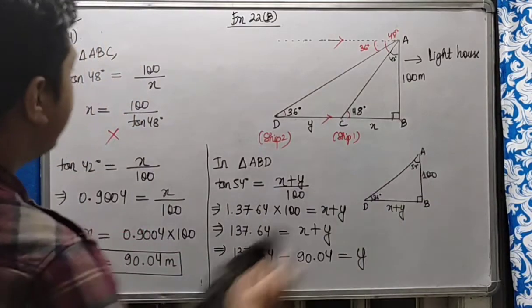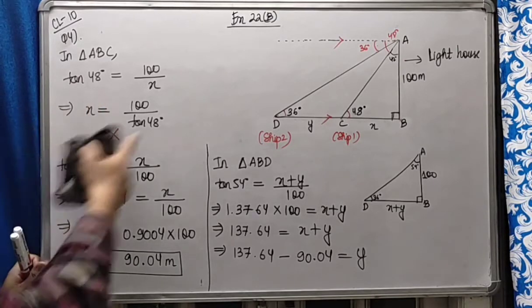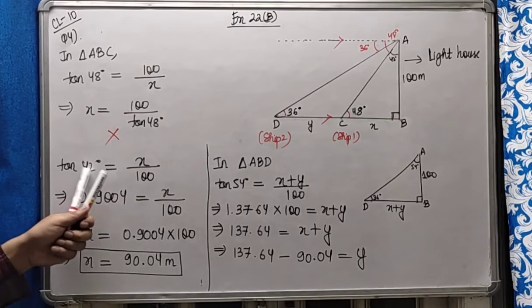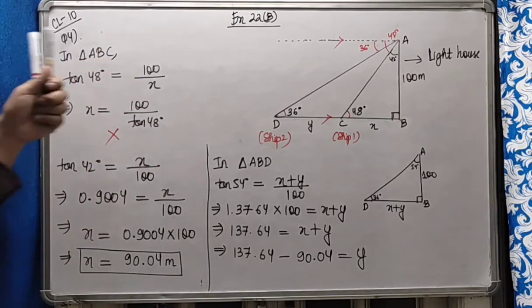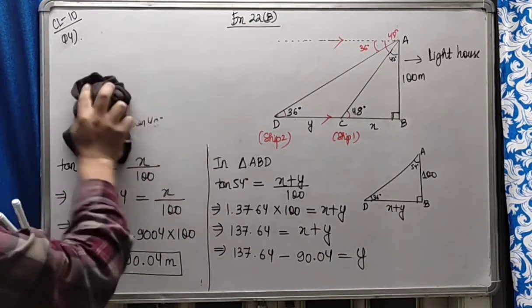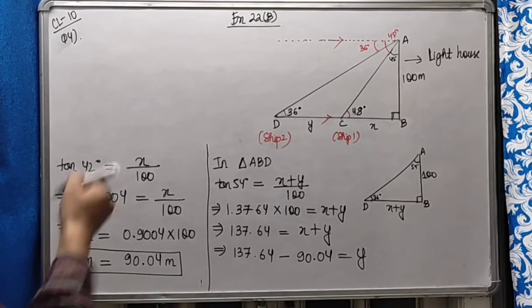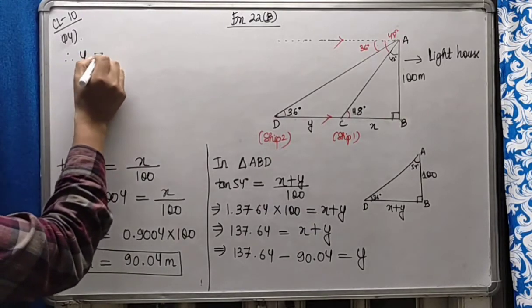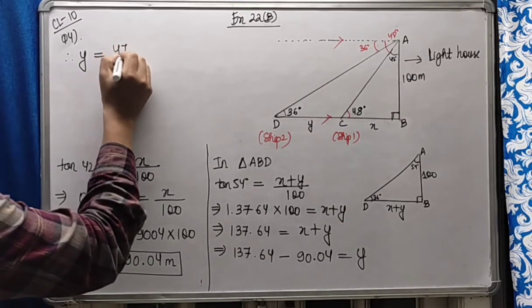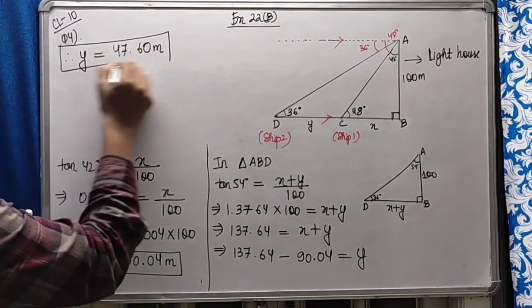I hope you're clear why I'm not using tan 48 and I'm using tan 42. Anyway, please find the other angle. So the subtraction of these two will give y as 47.60 meter.